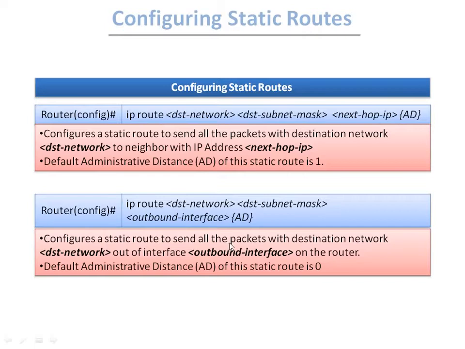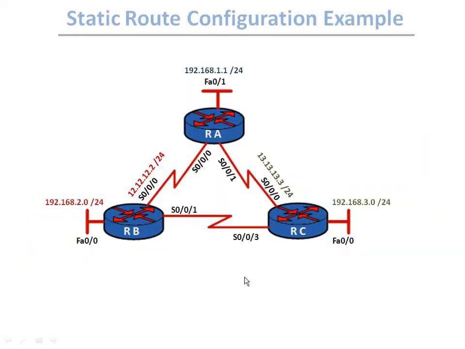Now that we've learned the commands to configure static routes, let's do one example. In this diagram, we have three routers: router A, router B, and router C. Each of those routers has a local area network that is unreachable by the other routers unless we put some static routes. And first, we'll configure the static routes for router A to reach the networks 192.168.2.0 and 3.0. To configure a static route for the network 2.0, we will use router B's IP address on the serial interface, or the interface that is connected to router A, which is 12.12.12.2, as the next hop IP address.